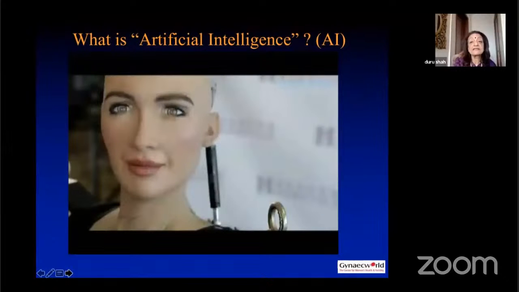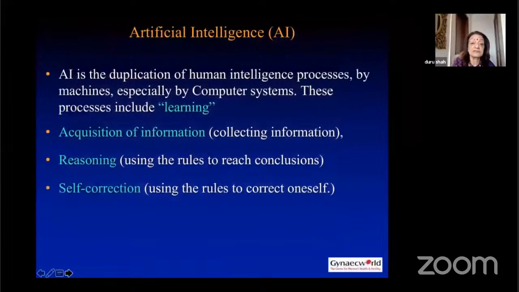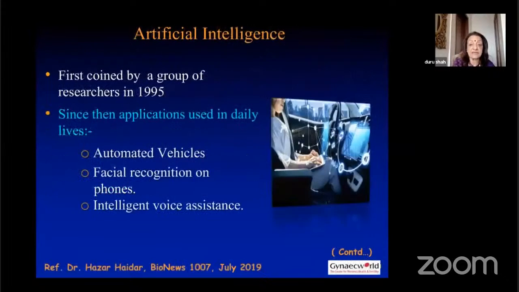Now, what is coming up next is artificial intelligence. So what is artificial intelligence? It's a duplication of human intelligence processes by machines, especially by computer systems. These processes include learning. Learning means acquisition of information, first of all, collecting it, reasoning within your brain as we reason, and we come to a self-correction. So the machine is taught to do this by putting in a whole lot of data into it so that it can learn from its own database.